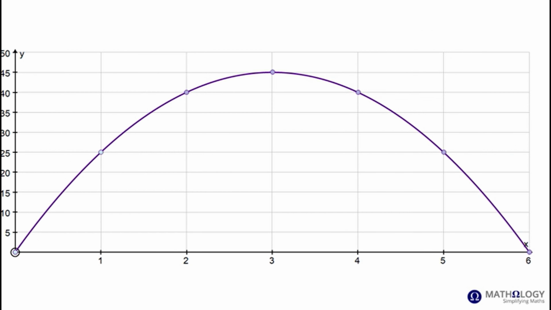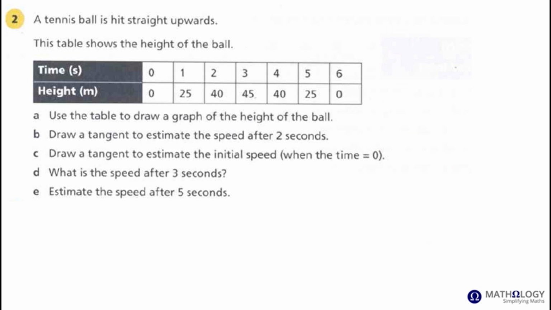Okay, once we've plotted all those points, draw a smooth curve through all of those points. You do not use a ruler. There are no straight lines between points. It is a smooth curve. So draw it as accurately as you can with your hand, but it has to be smooth. There are no edges, there are no straight lines. Okay, we are now going to draw a tangent to estimate the speed after 2 seconds.